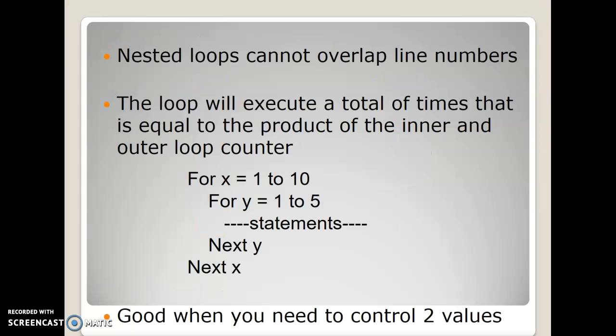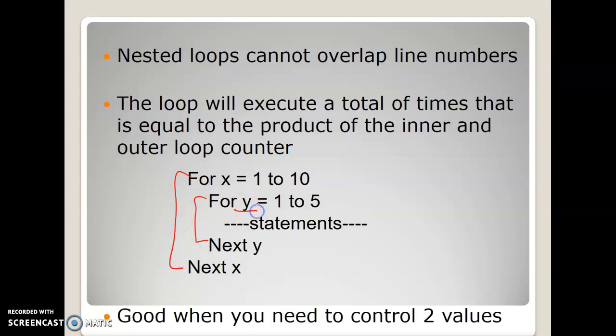So what would that look like? Nested loops can't overlap their line numbers. And so that is the example where we had the overlapping brackets. The loop will execute a total of times that is equal to the product of the inner and the outer loop. So here we can see where this is embedded inside of each other.